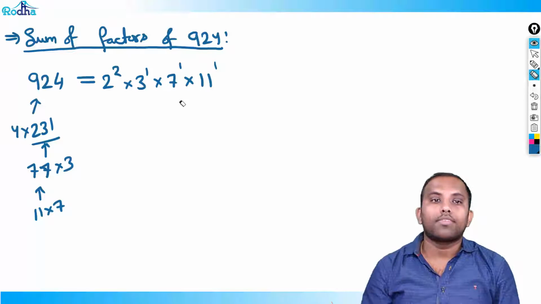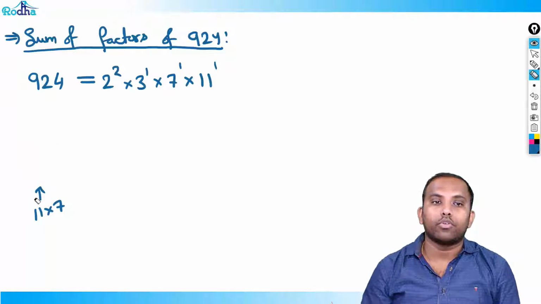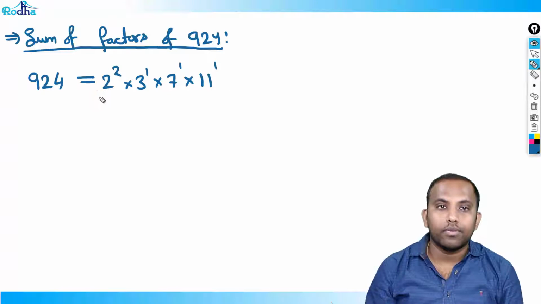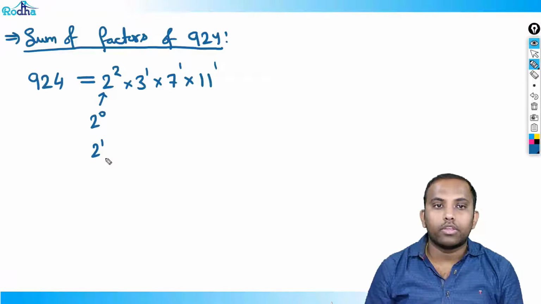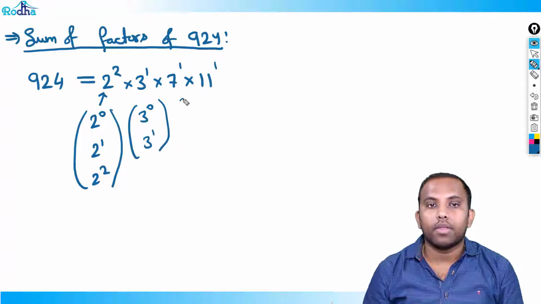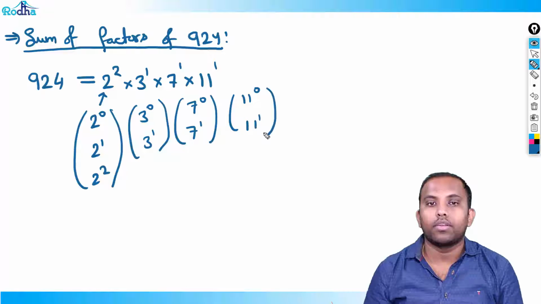Now what is the sum of all the factors of 924? You can simply write like this. 2 square factors are 2 raised to 0, 2 raised to 1 and 2 square. This is 2's bracket. Now in 3's bracket, 3 raised to 0 and 3 raised to 1. In 7's bracket, 7 raised to 0, 7 raised to 1. In 11's bracket, 11 raised to 0 and 11 raised to 1.